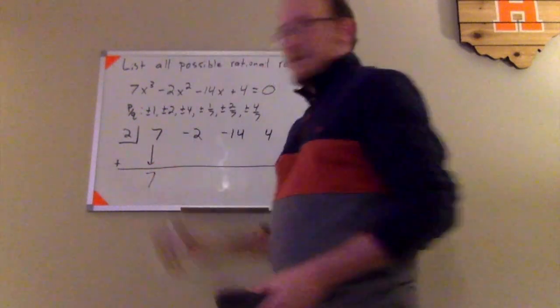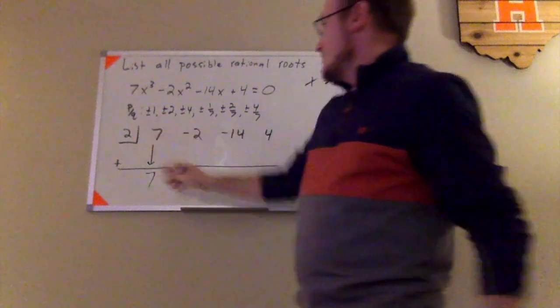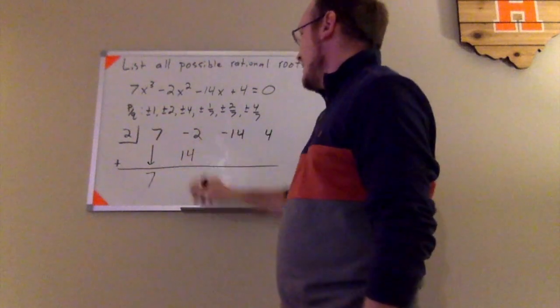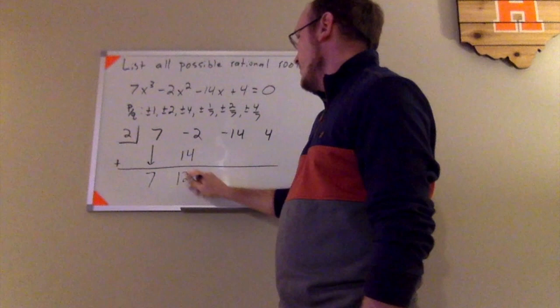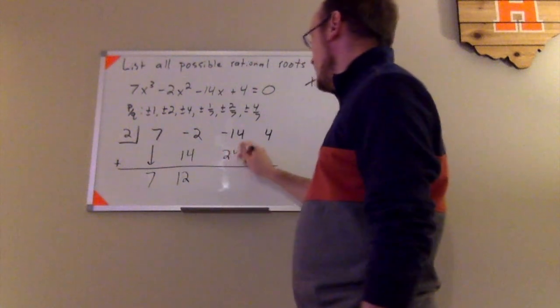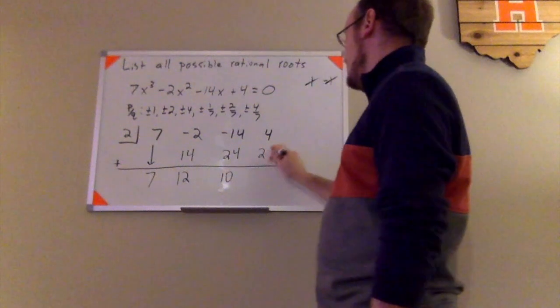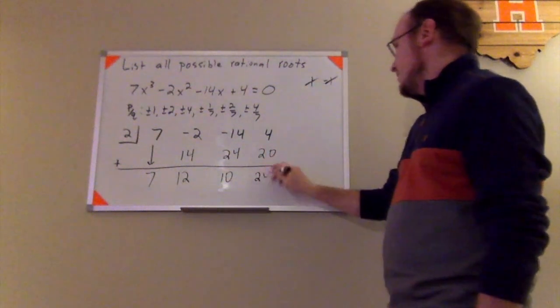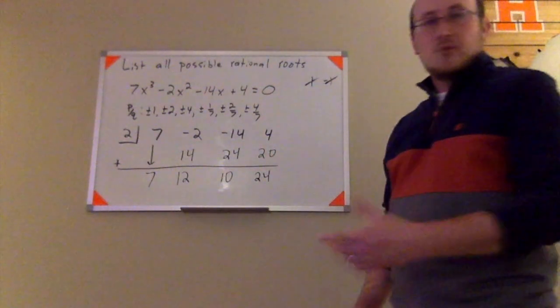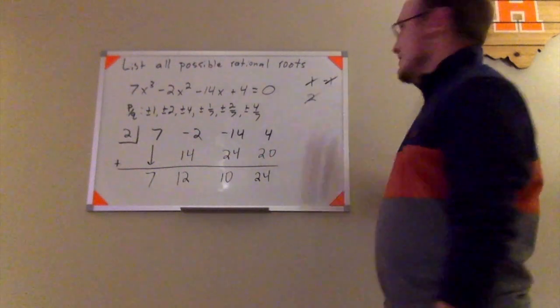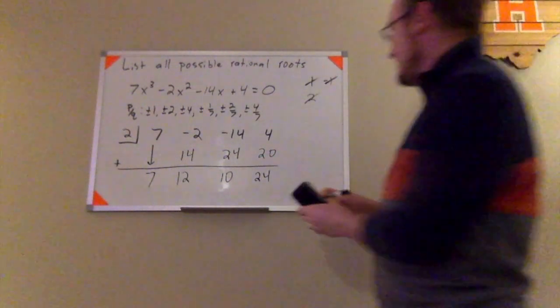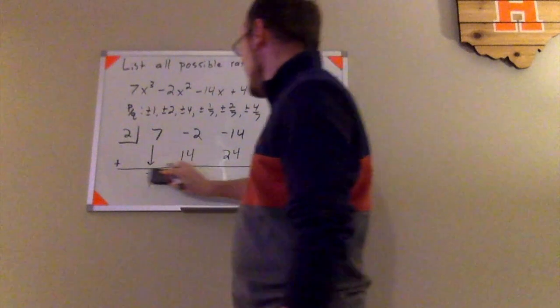Drop the 7 straight down. 2 times 7 is 14. Add the column there, that's 12. 2 times 12 is 24. Add the column there, that's 10. 2 times 10 is 20. Add the column, that's 24. Nope. Back up. Try a different one.